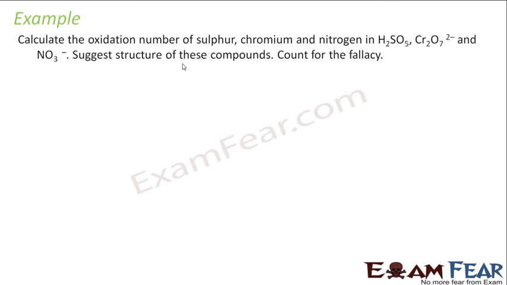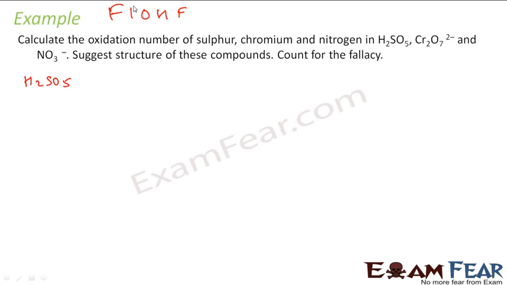We'll take some more examples. You have to find the oxidation number of sulfur, chromium and nitrogen in these. In fact, we'll find the oxidation number of all actually, and you have to suggest the structure of this compound, and we'll see if there is some fallacy. So let's start with H2SO5. Let's write the pattern we have. Free state is 0, right? So we'll talk about H2SO5. Let me write here H2SO5.